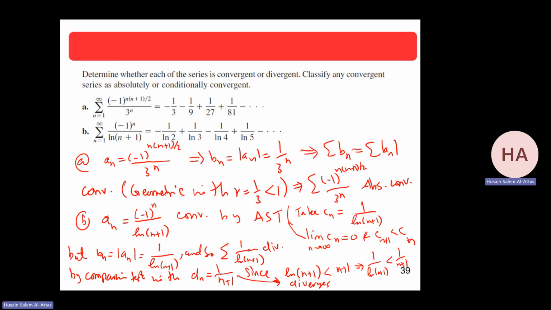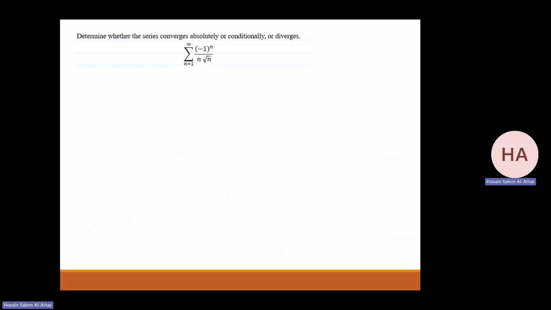By the comparison test. So the first one is absolutely convergent, but this one is conditionally convergent. I mean, it's originally convergent, but absolutely divergent.